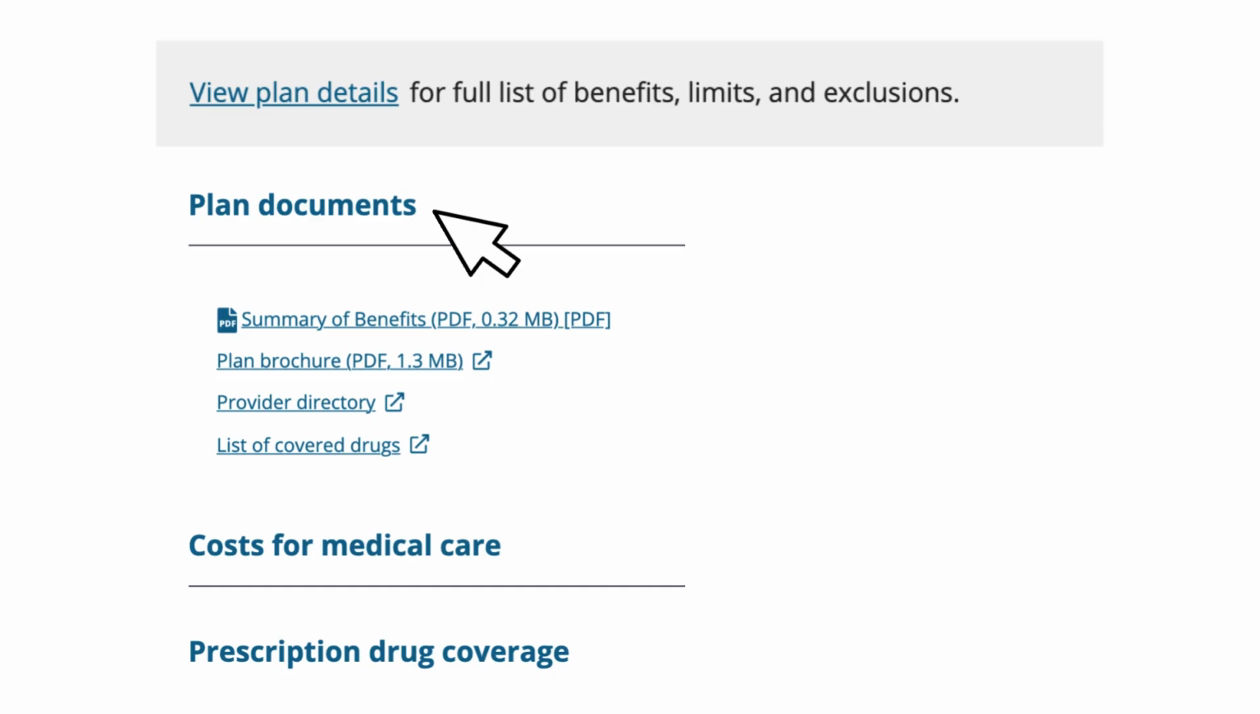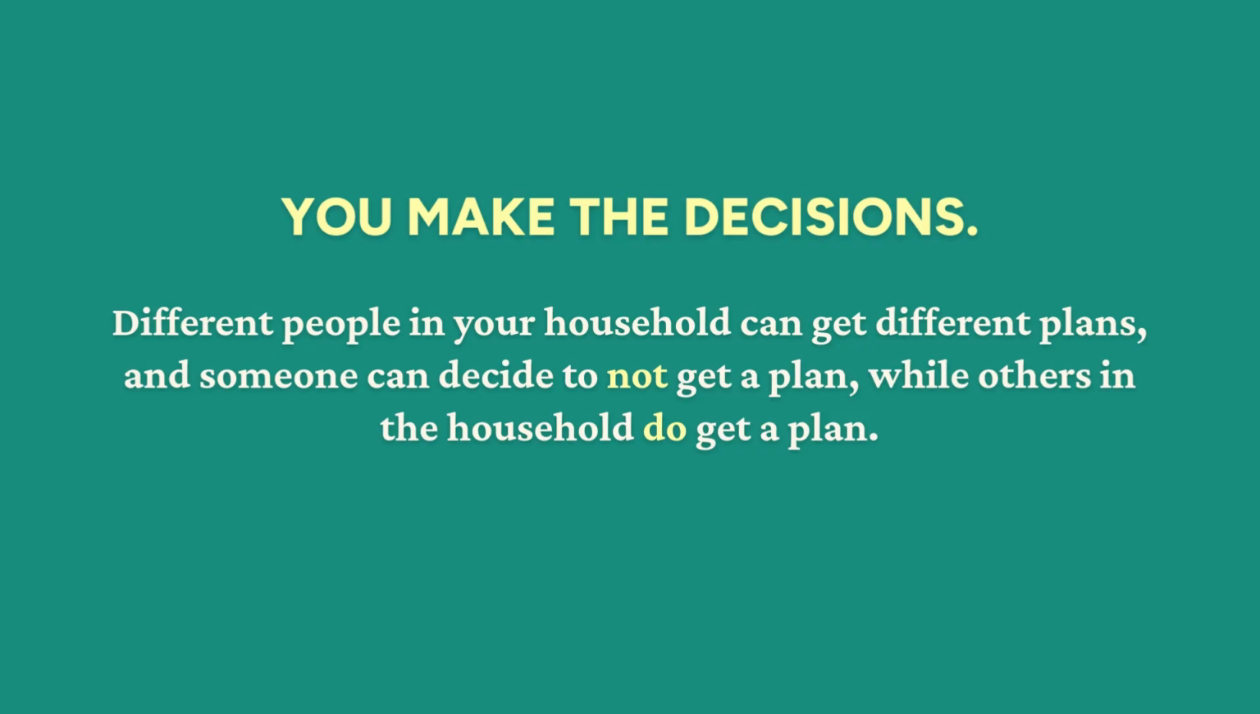Click on Plan Documents to see the full information for your plan, including summary of benefits, plan brochure, provider directory, list of covered drugs, costs for medical care, and prescription drug coverage. Always remember, you make the decisions. Different people in your household can get different plans, and someone can decide to not get a plan, while others in the household do get a plan.